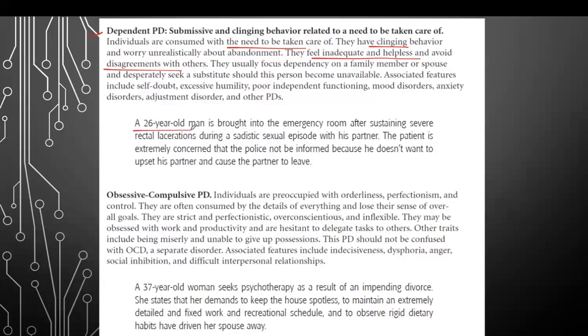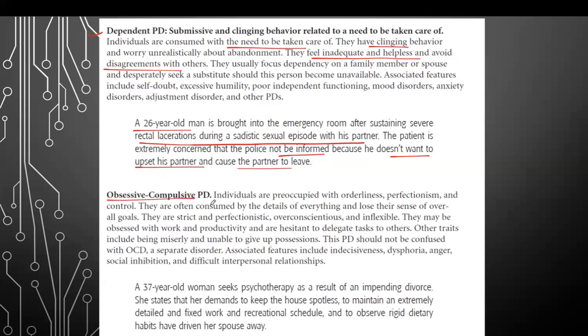Okay, a 26-year-old man is brought into the ED after sustaining a severe rectal laceration during a sadistic sexual episode with his partner. The patient is extremely concerned that the police not be informed because he doesn't want to upset his partner and cause the partner to leave. So you can understand, even though he is suffering, he doesn't want anything to be done about it. So that's dependent personality disorder.